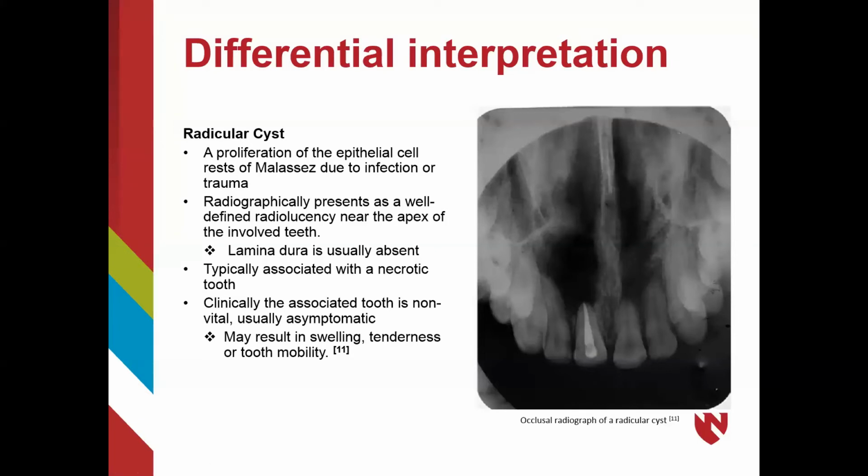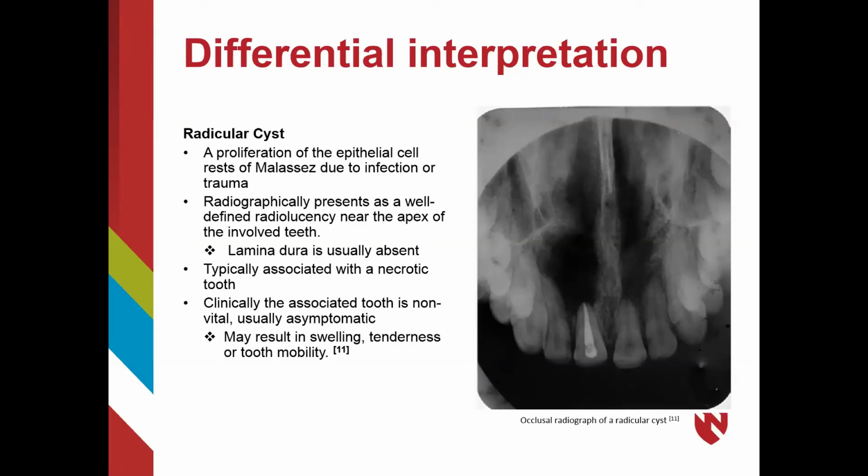Another differential diagnosis is the radicular cyst. These are considered odontogenic cysts and develop as a result of an infection or trauma, which stimulates a proliferation of the epithelial cell rests of Malassez. Radicular cysts usually present on a radiograph as a well-defined radiolucency near the apex of the involved teeth. Other radiographic characteristics include a lack of lamina dura as well as a widened PDL space in the affected teeth.